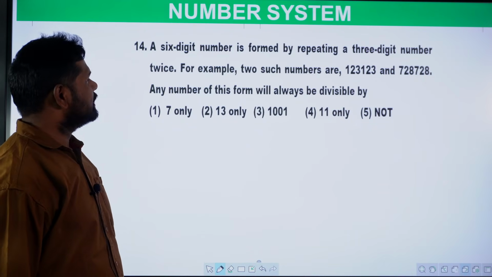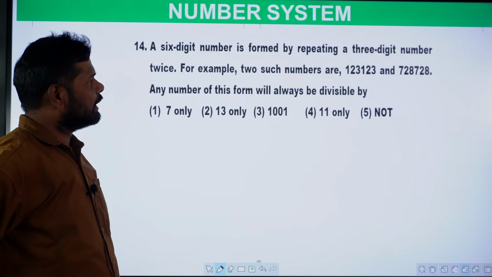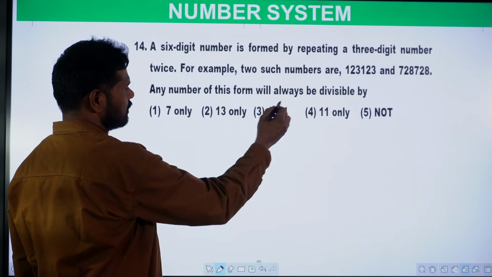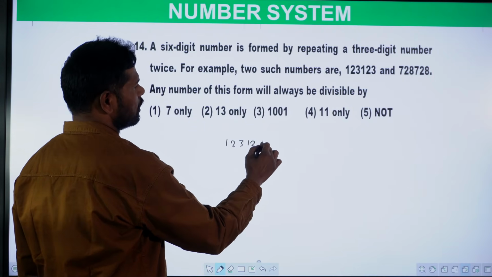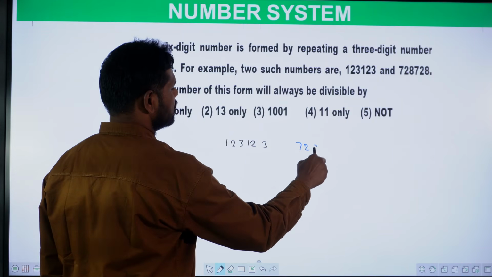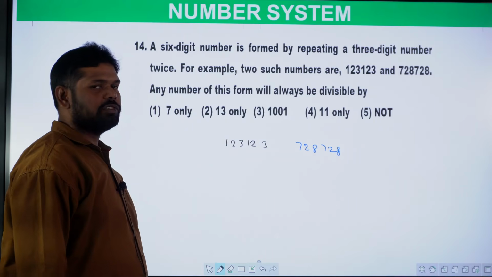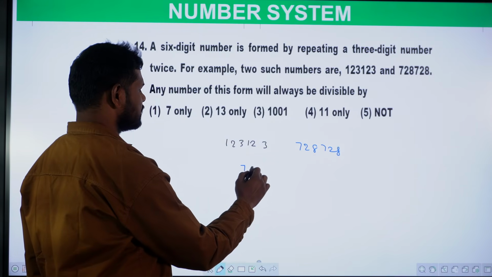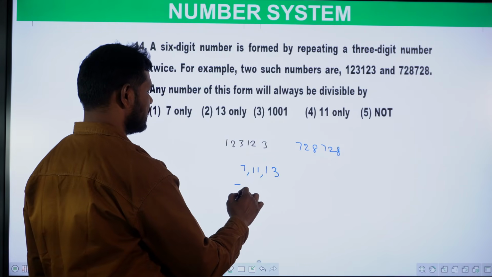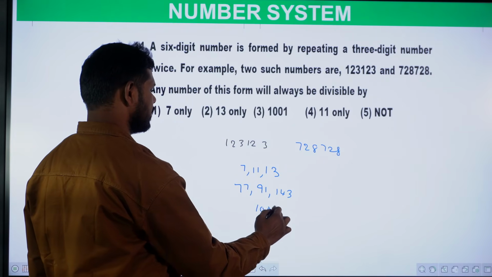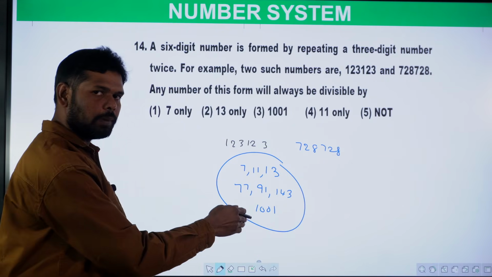Right. A 6-digit number is formed by repeating a 3-digit number twice. For example, numbers like 1 2 3 1 2 3 or 7 2 8 7 2 8. Like this, any number is formed. Any number of this form will always be divisible by, we know these type of numbers are always divisible by 7, 11, 13, 77, 91, 143 and 1001.